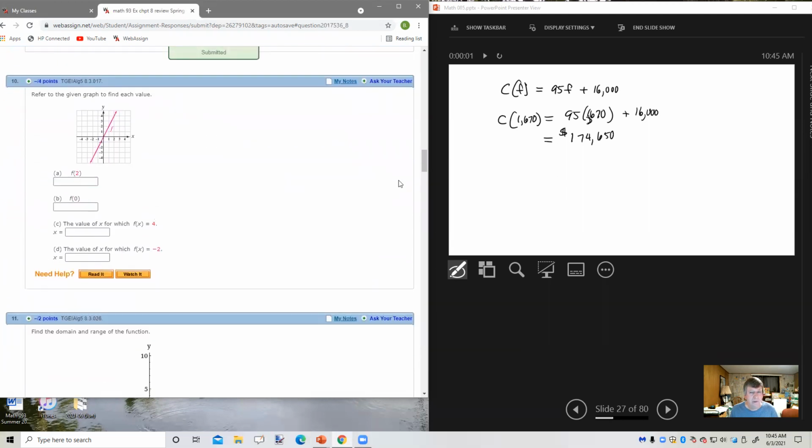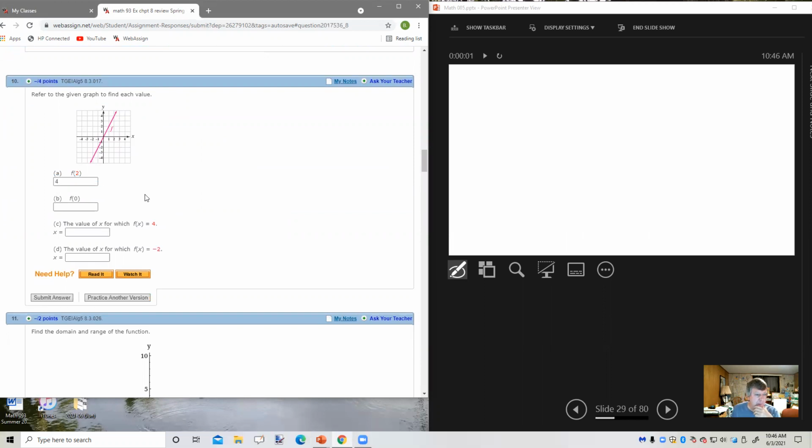All righty. Problem number 10. Refer to the given graph to find each value. f of 2. So looking at the graph, we want to know the corresponding y value when the x value is 2. When x is 2, y is 4. All right. Find the corresponding y value when x is 0. When x is 0, y is 0.